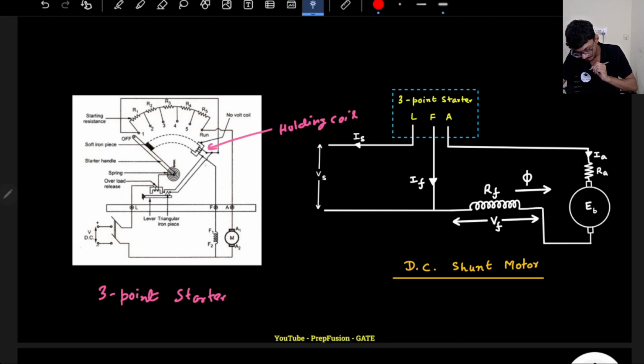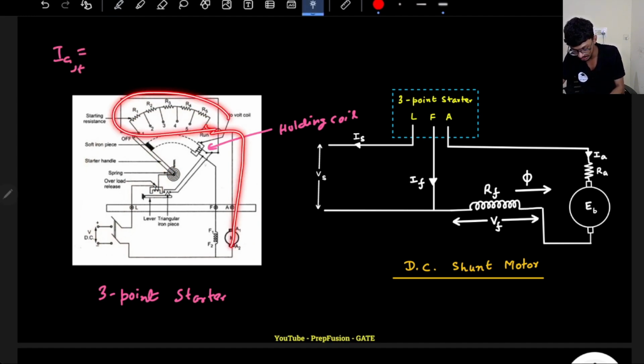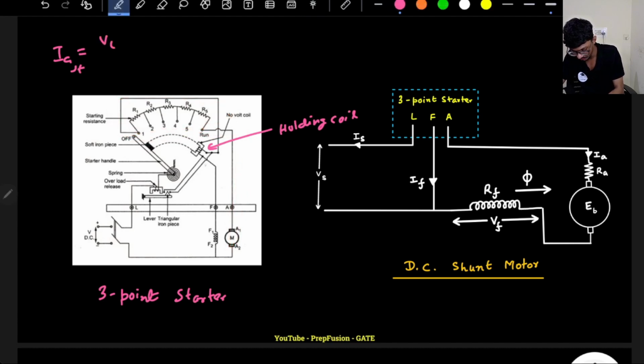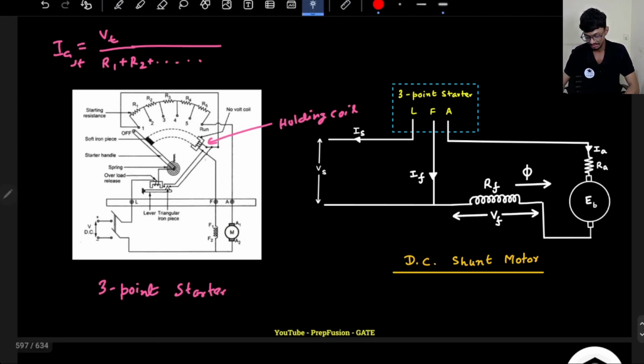So what will happen is, as soon as I turn it on, what is the starting current? Now the starting current is actually quite different. For the armature current, all these resistors are in the path. So it is Vt divided by R1 plus R2 plus and so on, and it will go on. So basically now the starting current has been managed, it has been reduced.